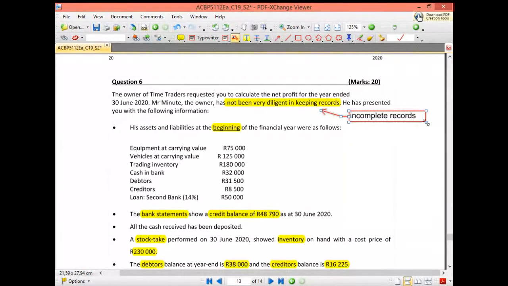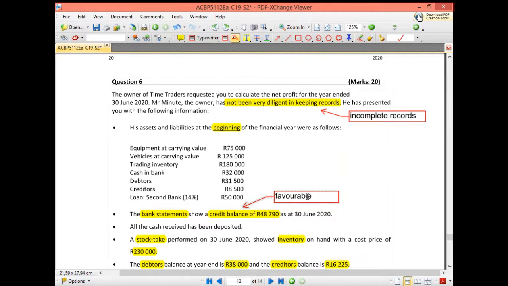So let's see what information they have given you. They've given you his assets and liabilities at the beginning of the financial year, as follows. They've given you the equipment at carrying value, vehicles at carrying value, trading inventory, cash in bank, debtors, creditors, loans at the bank. Then they tell you the bank statement shows a credit balance of 48,000. Now, a bank statement, if it's a credit balance, because it's a bank statement, this means this is a favorable balance on your bank statement.